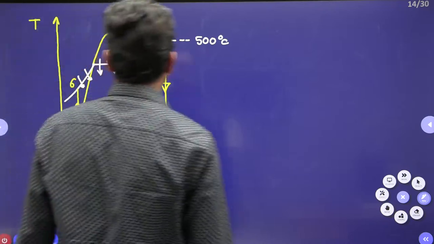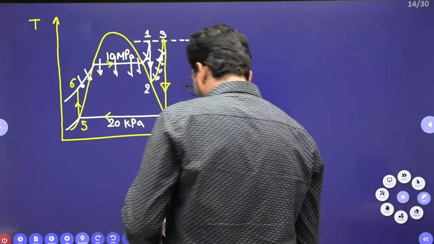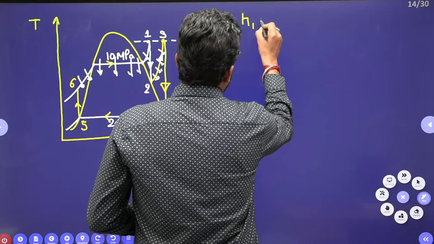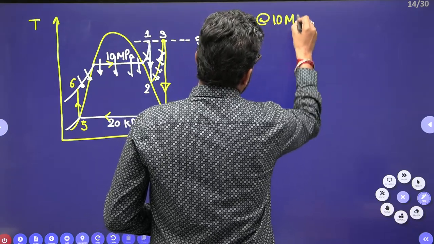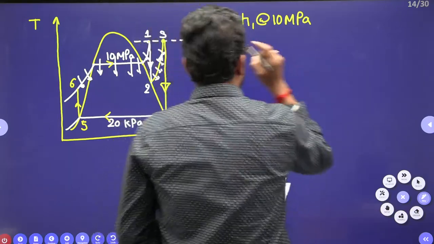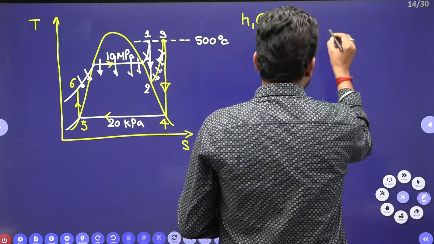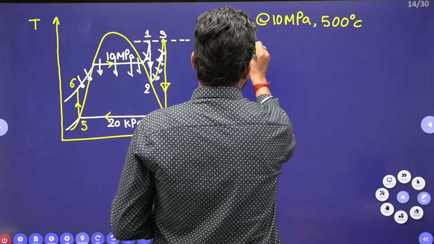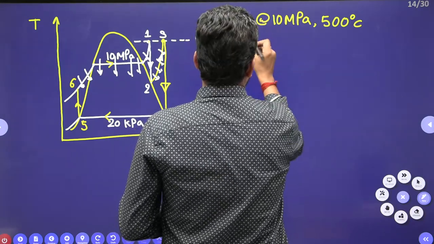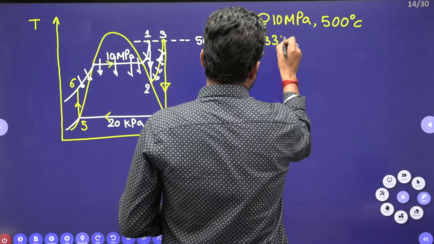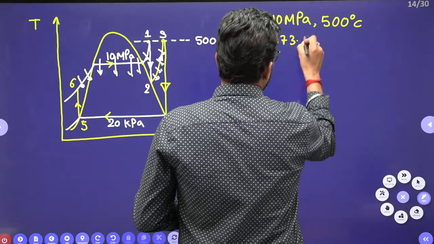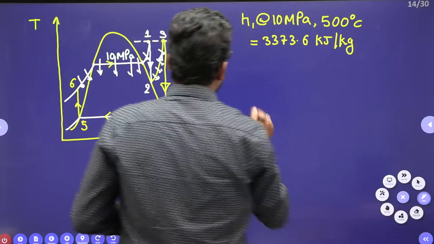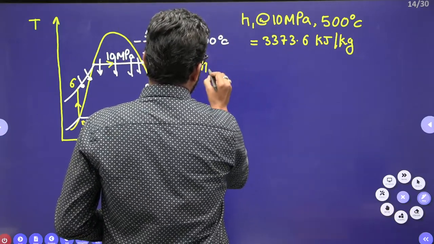So, what is H1? From the table it is given, beta. H1 at 10 megapascal and 500 degrees centigrade. Go to the table and see how much this is. This is 3373.6 kilojoule per kg.